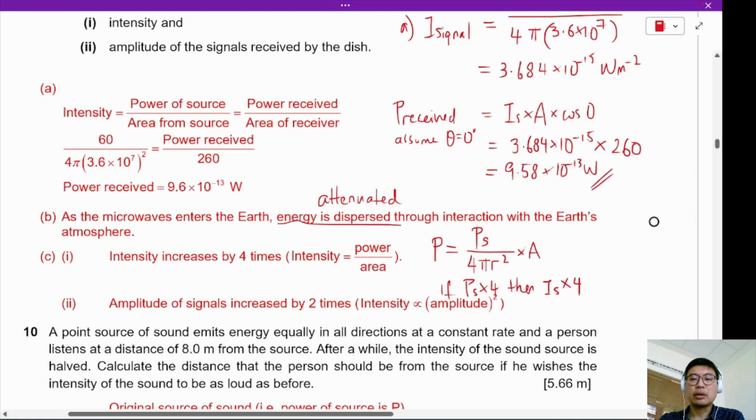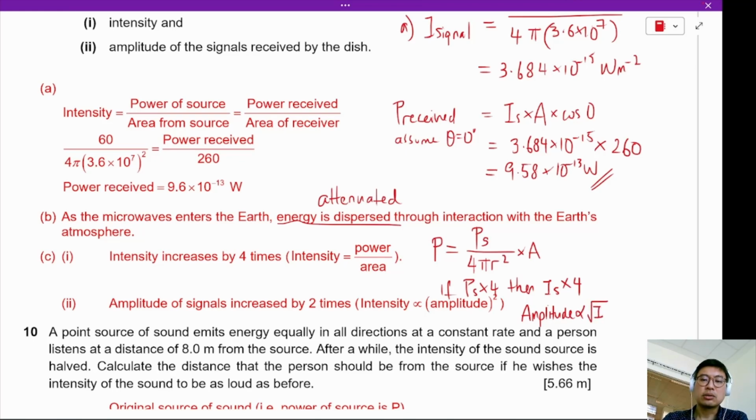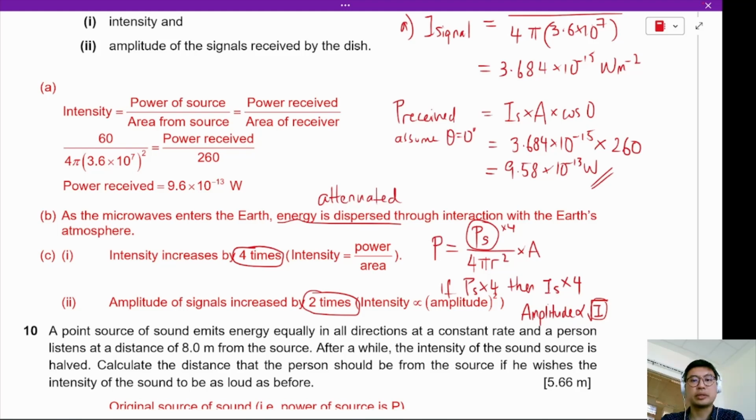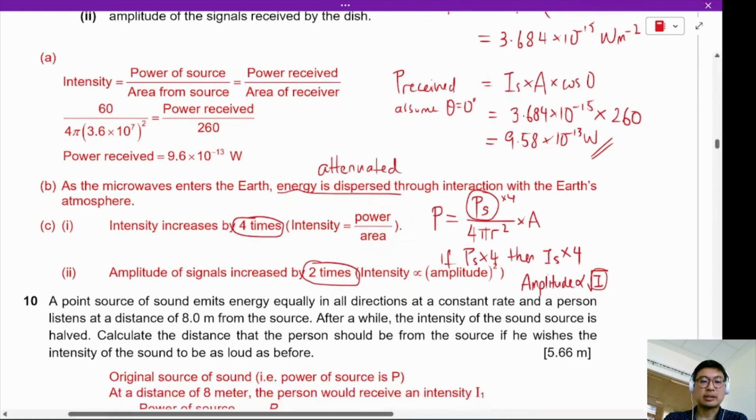But what about the amplitude of the signals received by the dish? Remember that amplitude is proportional to the square root of the intensity. Therefore, the amplitude will increase by 2 times. So the intensity will increase by 4 because the power of the satellite increased by 4, and then the amplitude will increase by 2 because you put in 4 times more intensity and square root it. So that's the end of question 9. If you have any questions, you can ask me to demonstrate this in class.